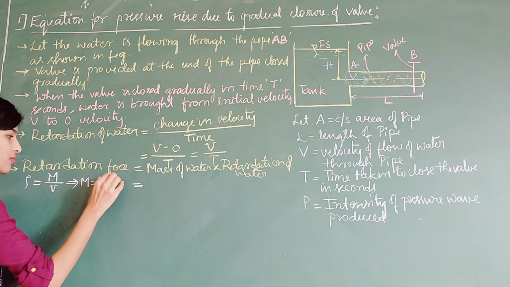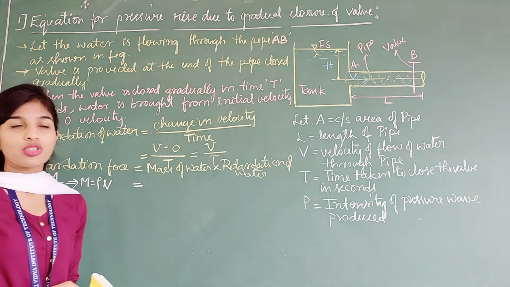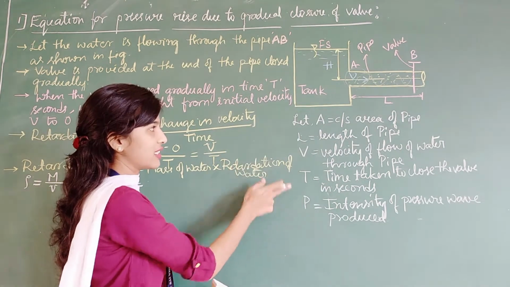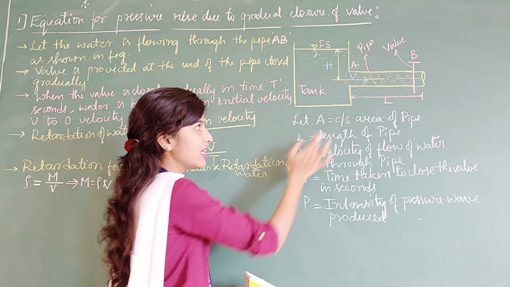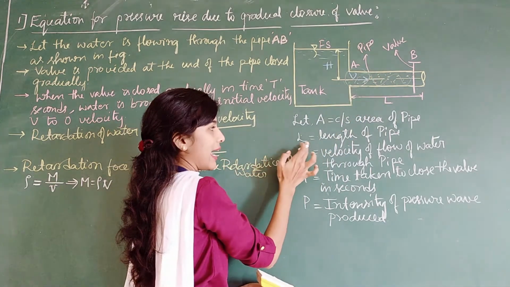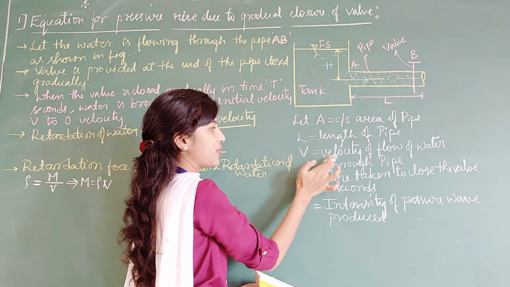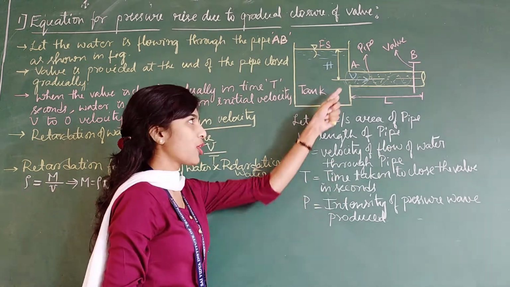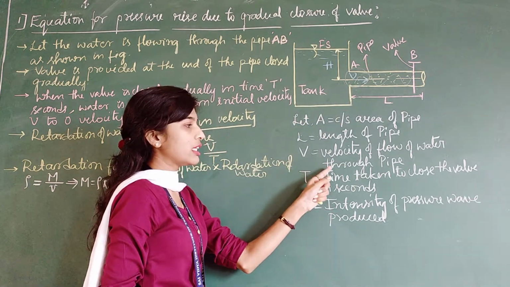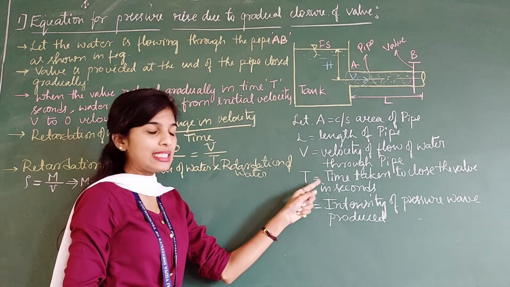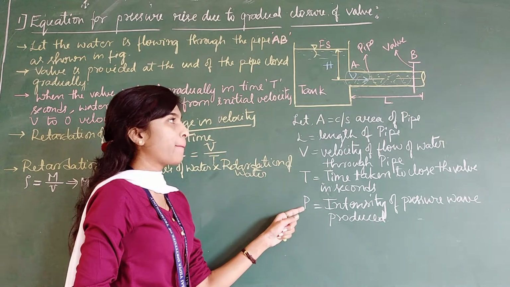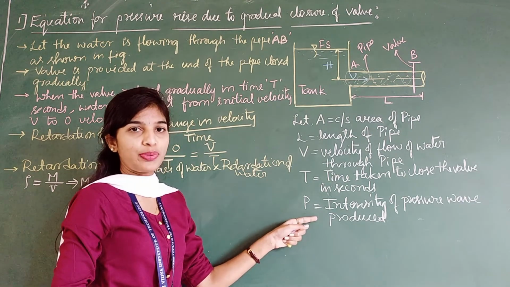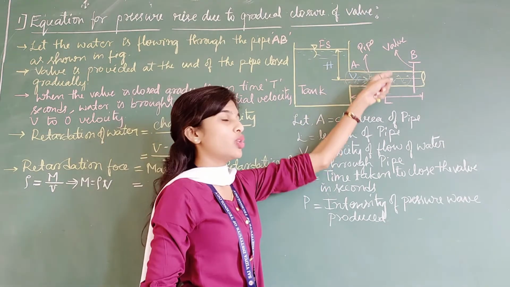So what are the parameters we have considered? Let A be the cross sectional area of the pipe, L the length of the pipe, v the velocity of the flow of water through the pipe, t the time taken for closing the valve, and p the intensity of pressure generated inside this pipe.